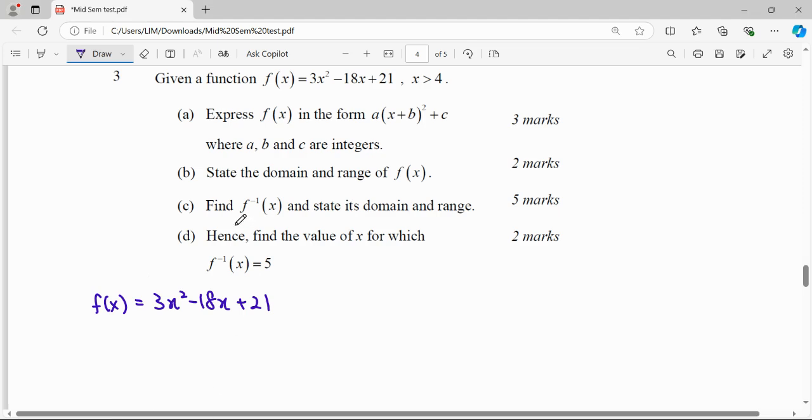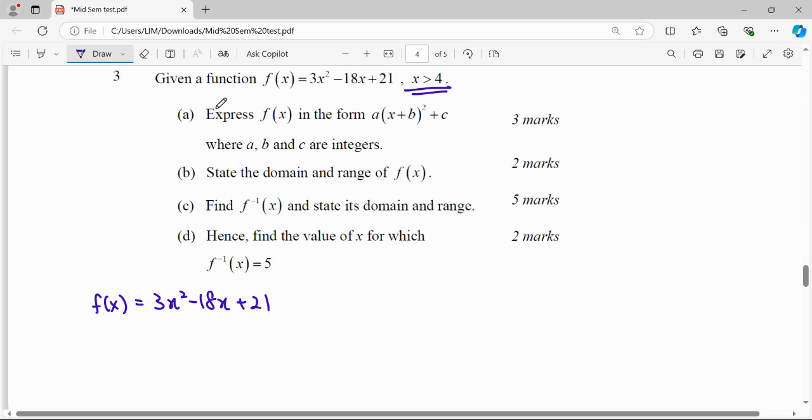Then next, for this question, we are given a quadratic function. And this quadratic function with condition x more than 4. So be careful here. This is not a general function. It's just leaving some part from the quadratic only.